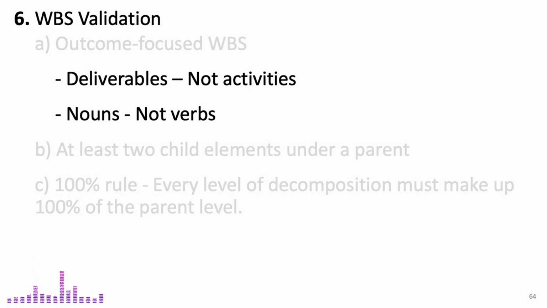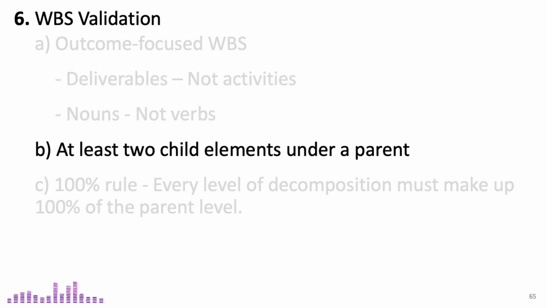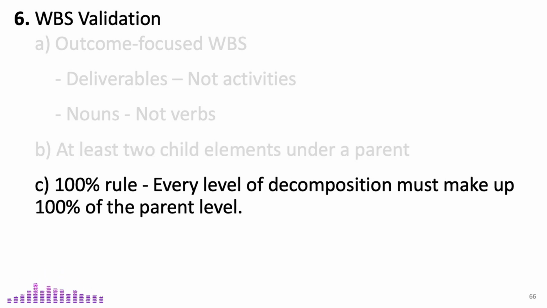Additionally, during validation, the team checks that every parent element in the WBS is broken down into at least 2 child elements. This helps maintain logical detail and prevents overly broad or vague categories. One key principle in this process is the 100% rule, which means every level of decomposition must make up 100% of the parent level. This is to ensure that the WBS captures 100% of the project scope, including all deliverables. Nothing should be left out or counted twice.